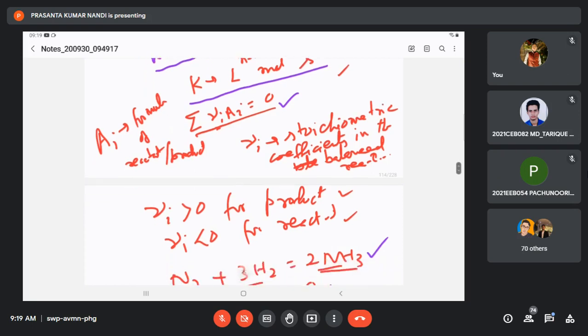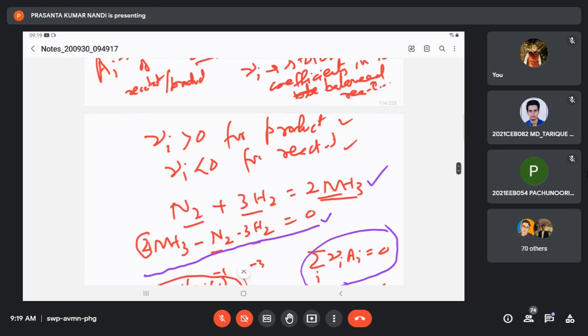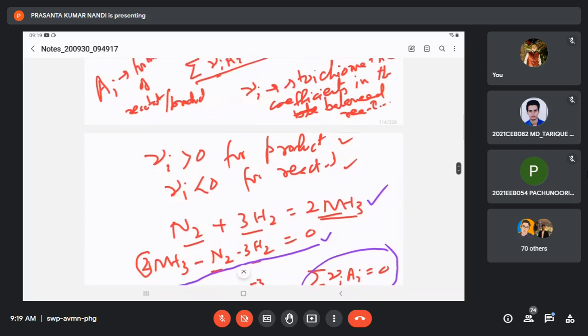I can give you one explicit expression. Then it will be clear to you. Say for example, formation of ammonia from nitrogen and hydrogen. So this is a balanced chemical equation. And we can rearrange this equation, rewrite it in the form just like algebraic fashion. That is 2 NH3 minus N2 minus 3 H2 equal to 0. Right?